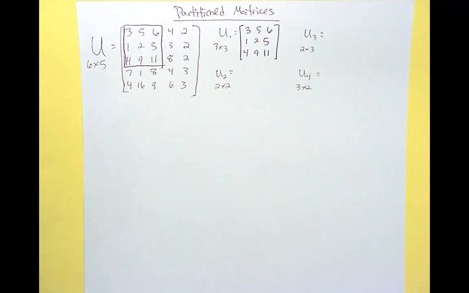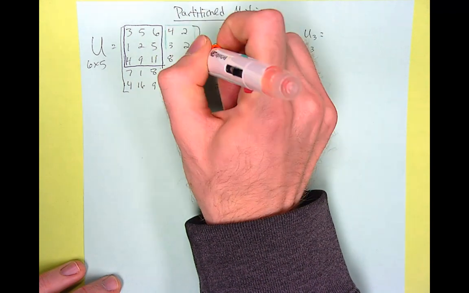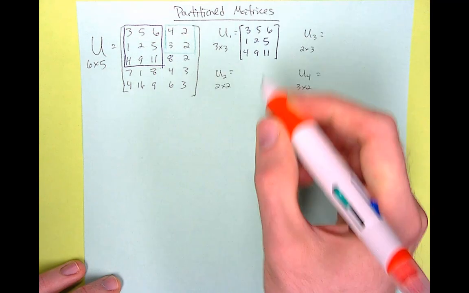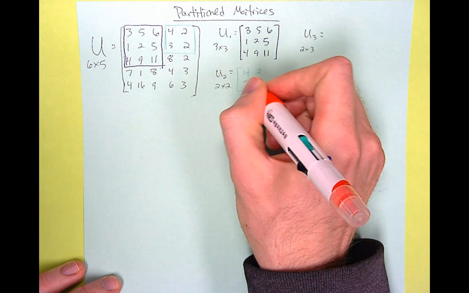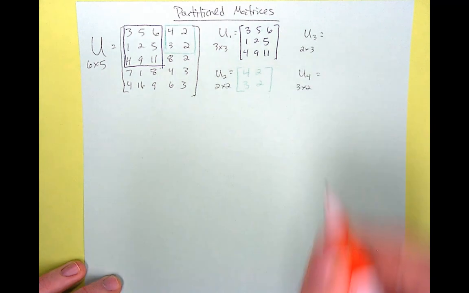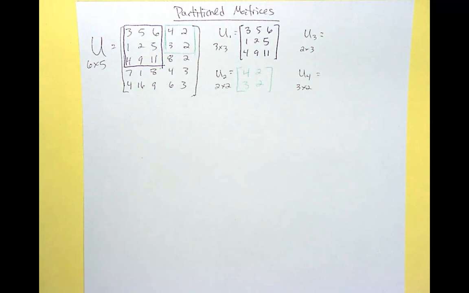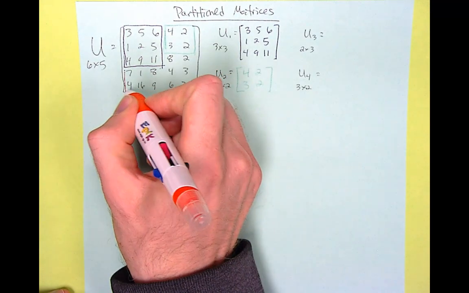Okay, then U2 is a 2 by 2 matrix, and hopefully you can see this in green. We're going to take this section here. 4, 2, 3, 2. Can you see that? Okay, good. And the next one we're going to do in red. U3 is a 2 by 3 matrix. Where can we find that? Right here.